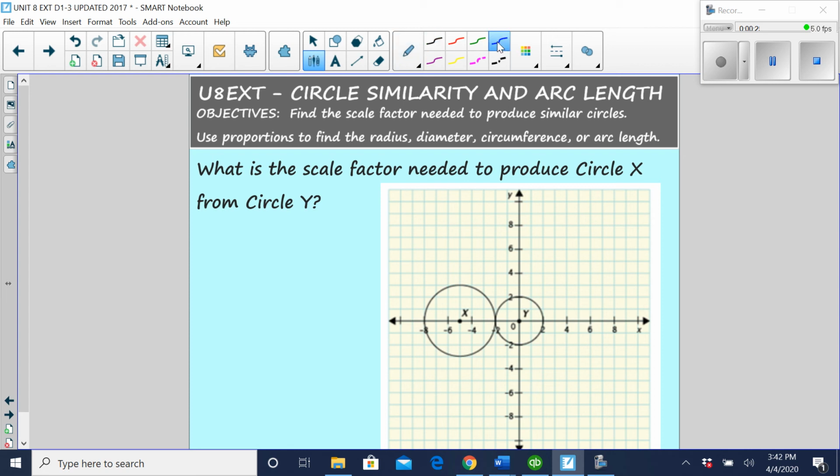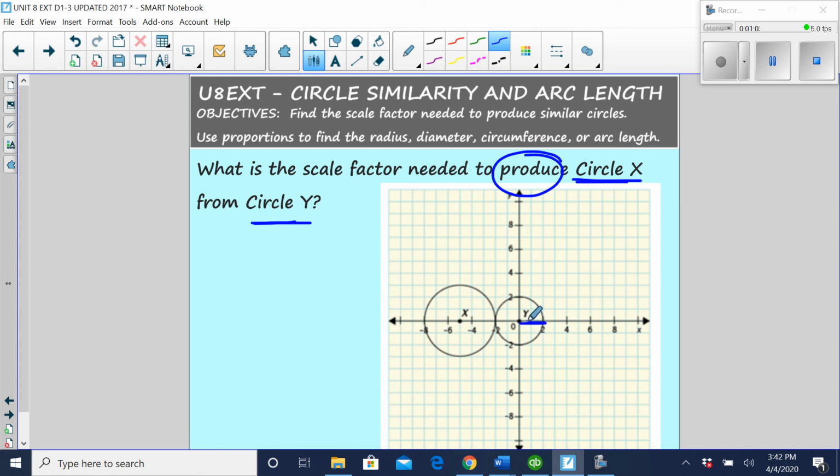Okay, so what we want to think about today is circles, and that every circle is similar to another circle because they're all the same shape and they are different sizes. So this first question says, what is the scale factor needed to produce circle X from circle Y? That means that we are actually starting with circle Y and we're going to circle X because circle X is being produced. Okay, so think about things that you can compare between the two circles. You could compare the radius, the diameter, the circumference, you could really compare the arc length as well. Easiest one is probably going to be the radius, okay?